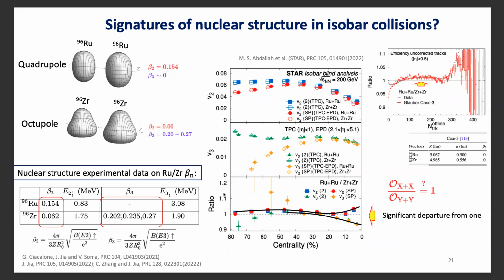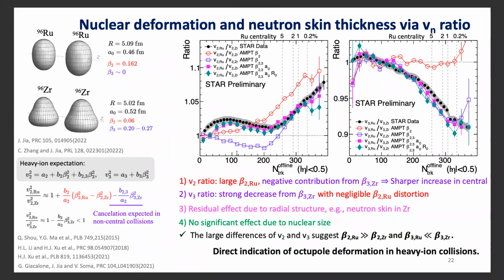And you can see if we connect some transition rates from low energy experiments, ruthenium is a little bit deformed, and zirconium may have a beta 3, but with a larger range. So we make a final binning in the V2 ratio between ruthenium and zirconium, and you can see there's a non-monotonic trend here. There's a bump in the mid-central and an increase in the central region for the V2 ratio. For the V3 ratio, the ratio is continuously decreasing, and this behavior is captured by the deformation and the neutron skin.